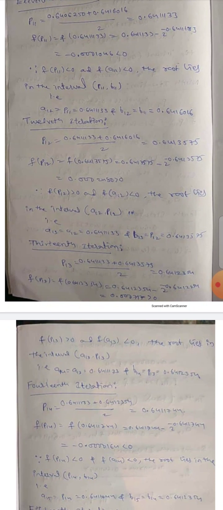f of P12 is equal to 0.302480 greater than 0. Since f of P12 is greater than 0 and f of A12 is less than 0, the root lies in the interval A12 comma P12. That is A13 is equal to A12 is equal to 0.641133 and B13 is equal to P12 is equal to 0.641357. Next, 13th iteration.